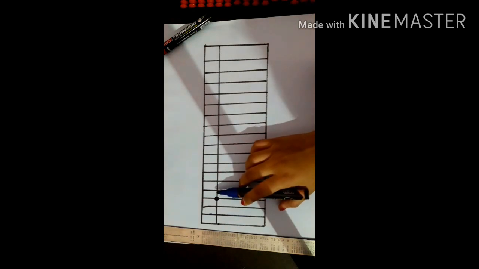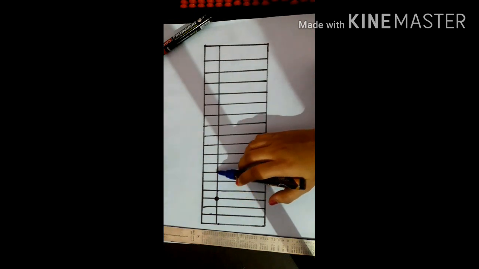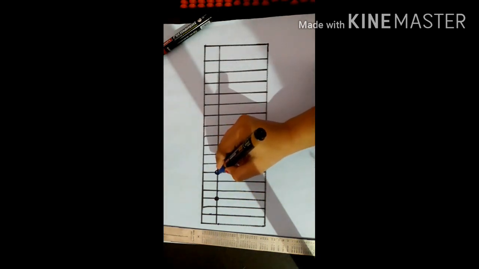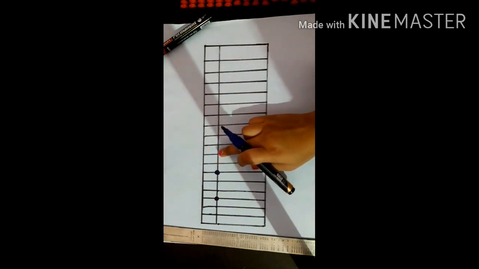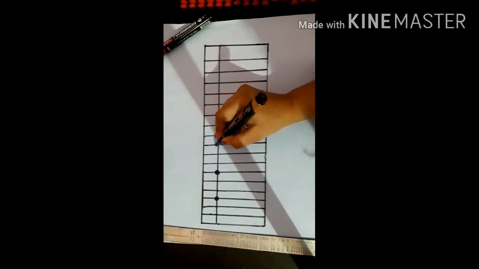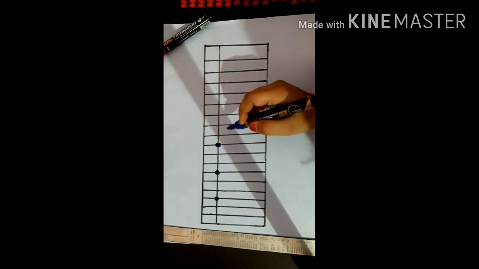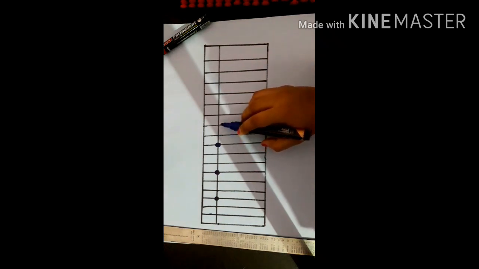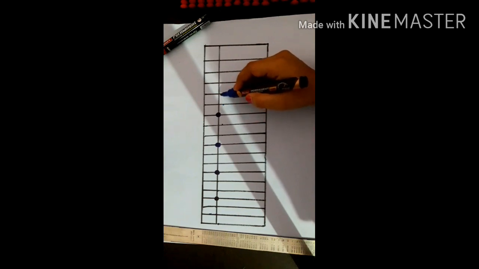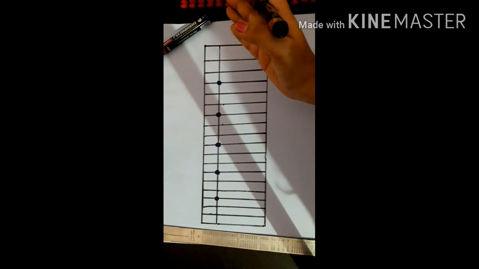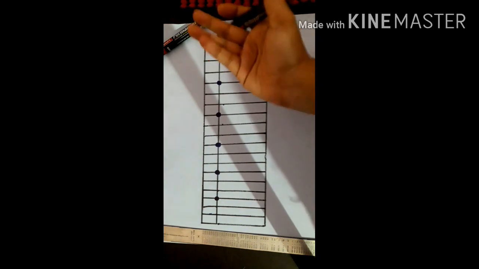Now count from the next line. 1, 2, 3 on the third place. Now from the next line count 1, 2, 3. Then count 1, 2, 3. And now the lines have ended. 1, 2, the third line is not there.